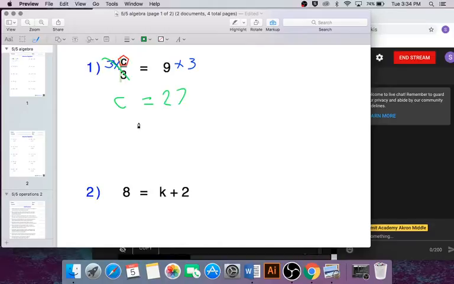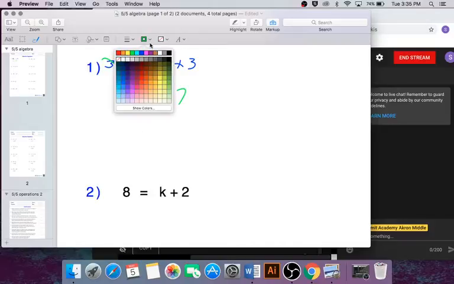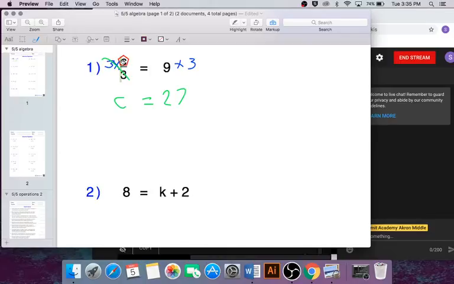And we can check our answer by substituting our answer in for the variable in the original equation. So if we have 27 divided by 3 equals 9, 27 divided by 3 is 9. So our answer looks like 9 equals 9. So when we solve it, if both sides are equal, we know that our answer is correct.